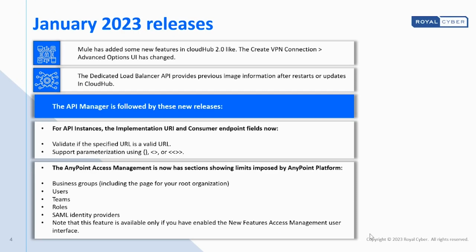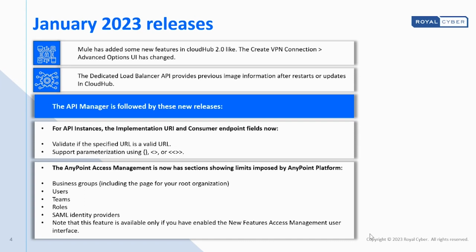Mule has added some new features in CloudHub 2.0, like the Create VPN Connection Advanced Options UI has changed. The dedicated load balancer API provides previous image information after restarts or updates in CloudHub. The API Manager is followed by these new releases.